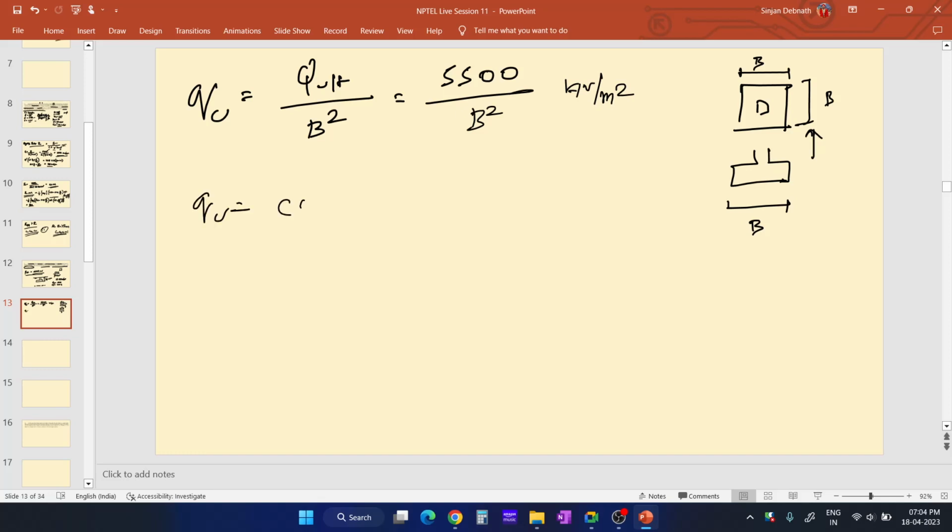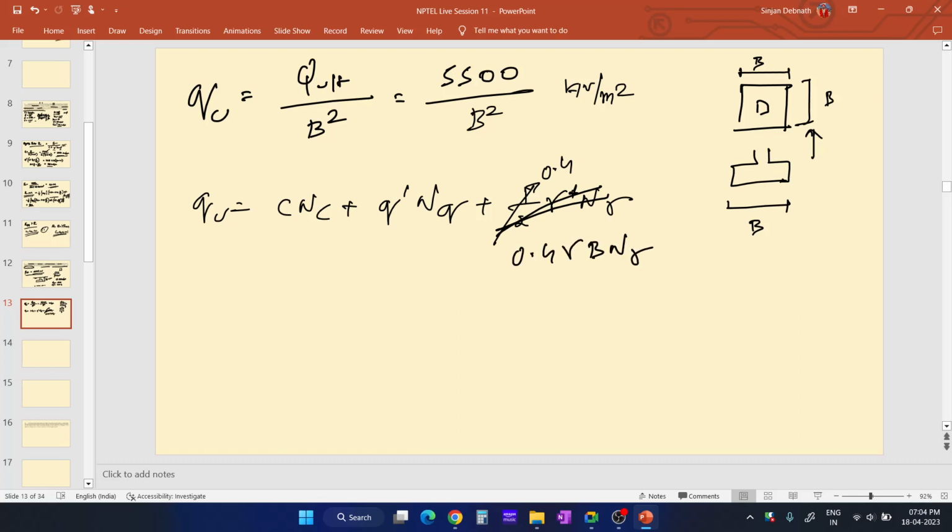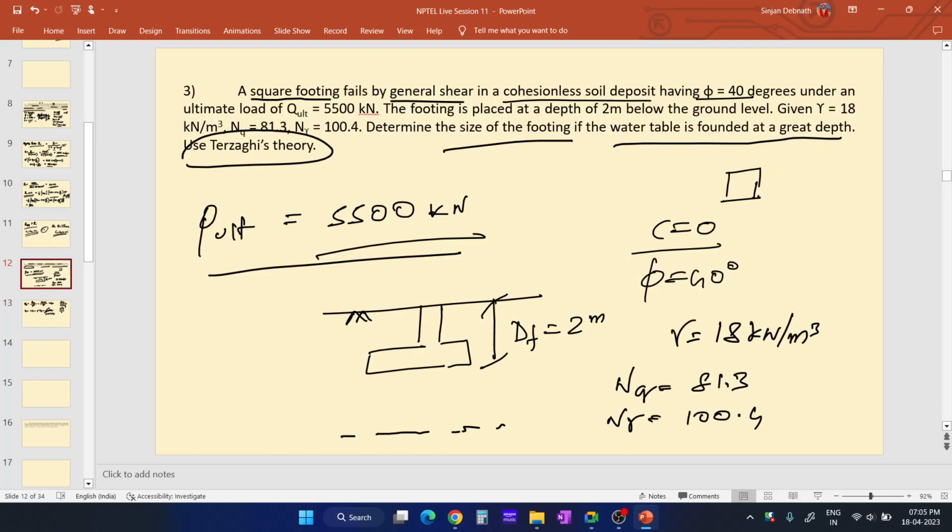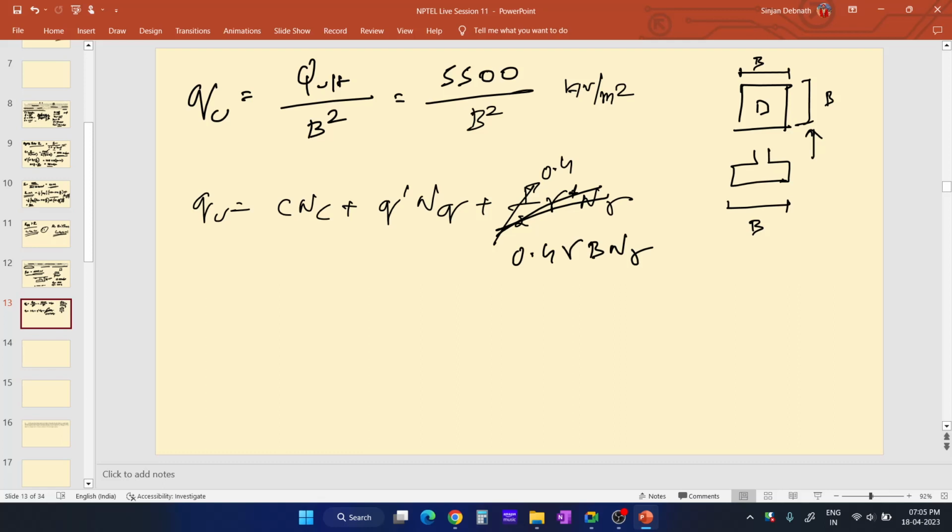What is the equation for ultimate bearing capacity? qu is cNc plus q dash Nq plus half gamma B N gamma. For a square footing, the third part becomes 0.4 gamma B N gamma. This is the ultimate bearing capacity equation for a square footing, and this is cohesionless soil, so c equal to 0, which means this first part will be equal to 0.